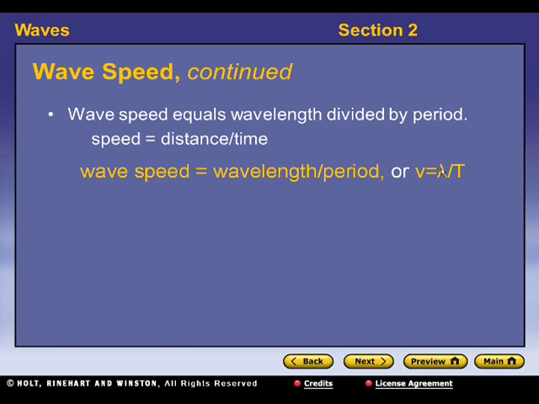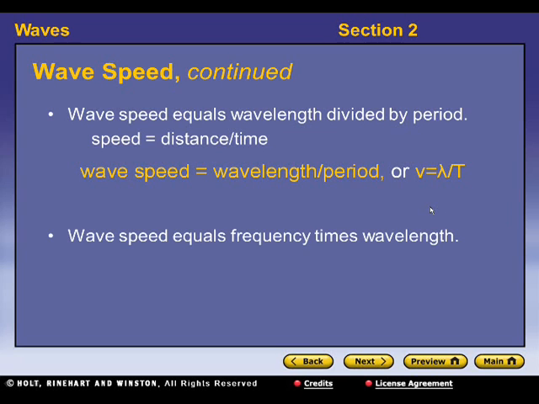The wave speed is very similar to the regular speed equation, distance divided by time. It's wavelength divided by period, or v equals λ over T. Lambda looks kind of like an upside down Y, which represents wavelength, divided by capital T, which is the period of the wave. Wave speed also can equal frequency times the wavelength.